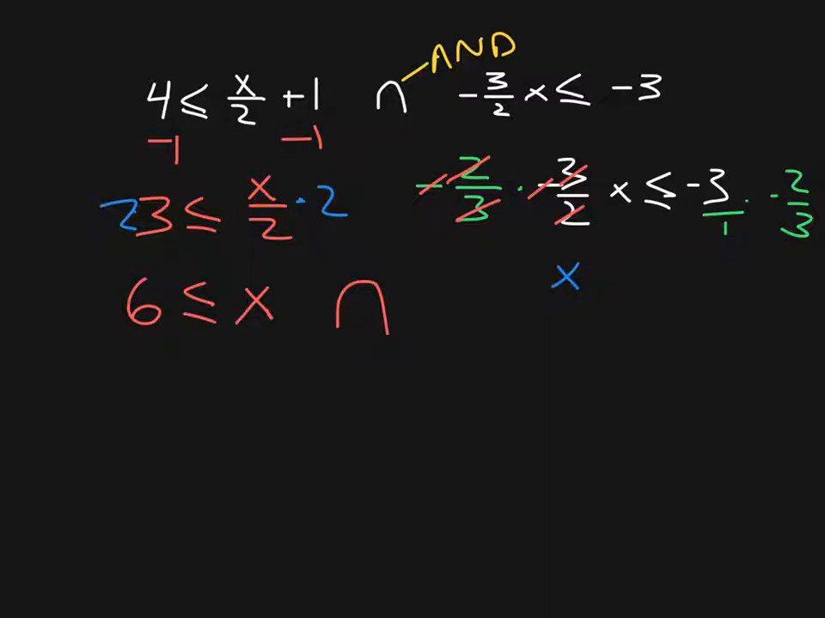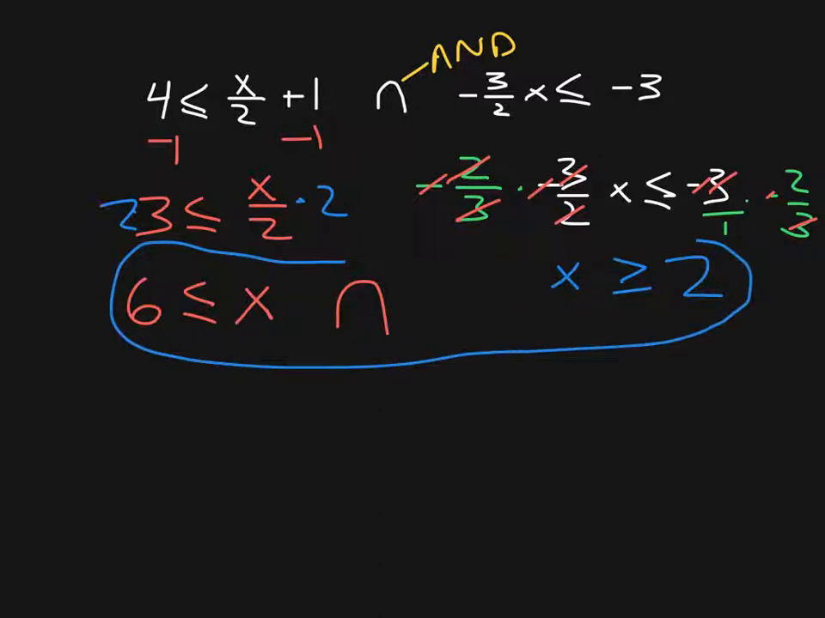is less than or equal to, oh, hold on, I multiplied by negative 2/3, so I have to flip my sign. So x is greater than or equal to. On the right side, let's see what cancels. The 3's cancel and the negatives cancel, so I'm just left with 2. That doesn't look like a 2. Try that again. 2. x is greater than or equal to 2. So there's my inequality solution. It says that 6 is less than or equal to x, and x is greater than or equal to 2.